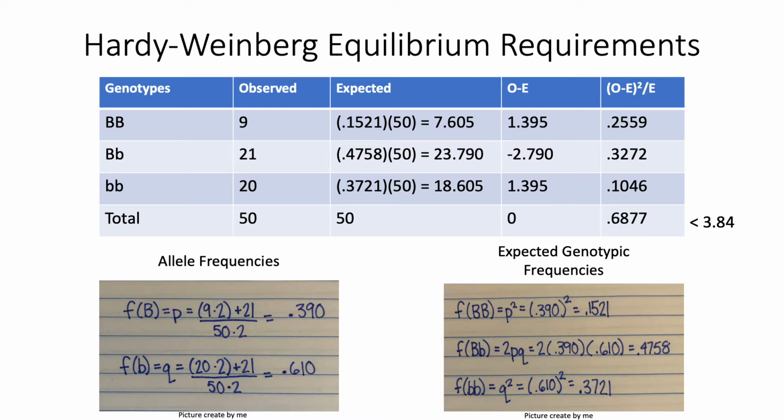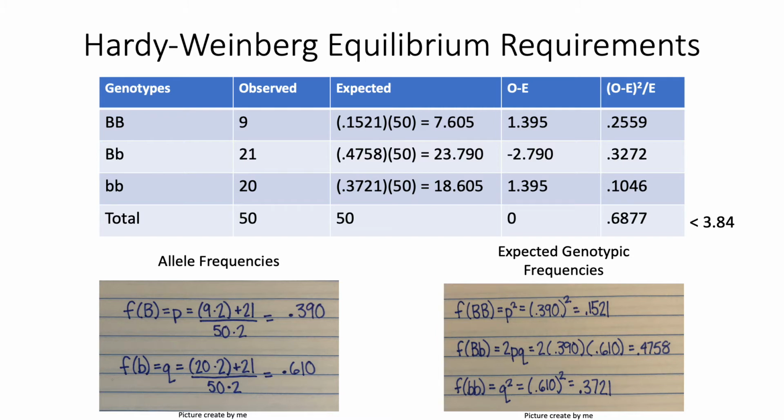To find the allelic frequencies, you multiply the amount of homozygous genotype that has the desired allele by 2, add the number of heterozygous genotypes, and divide everything by the total number of genotypes multiplied by 2. These frequencies are represented by P and Q.